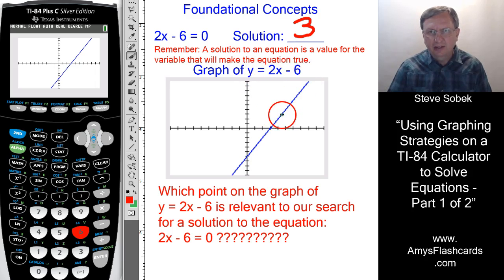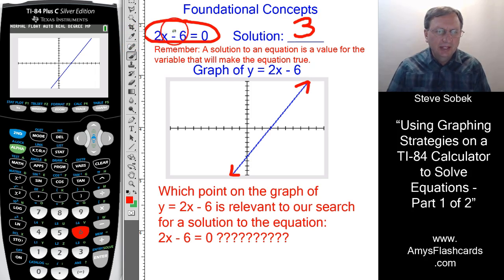And those are just a handful of the solutions, and there are millions and millions of solutions even on this current viewing window. We understand that these lines continue indefinitely in both directions, so there are millions and millions more ordered pairs that make this true. Now, with respect to our goal of finding the solution to this equation up here, what part of that graph is relevant to that endeavor?